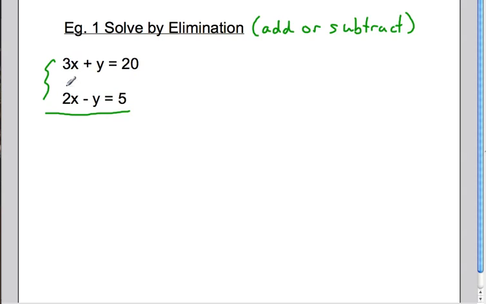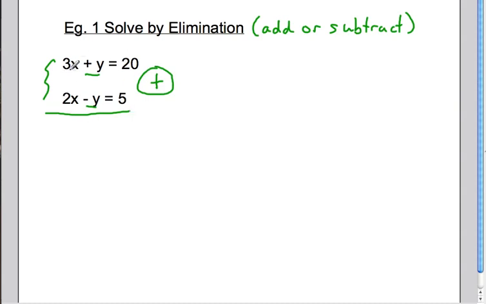So if I look at this equation, if I add these two x terms together, I'm going to get 5x. If I subtract, I'll get x. So nothing would eliminate if I did that. But if I look at the y's, we have a positive y and a negative y. If I add them together, I get 0. So it would eliminate. So what I'm going to do is add both the equations together.